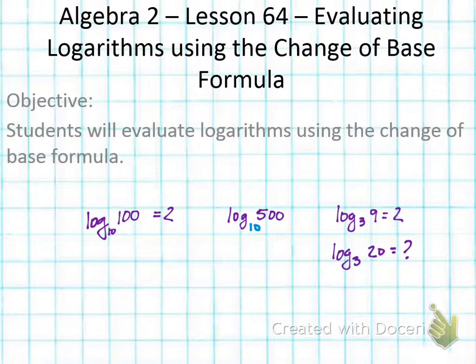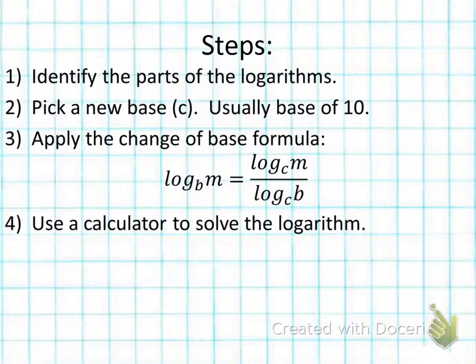We're going to be using this thing called the change of base formula. In order to do that, here are the steps. Identify the parts of the logarithm. Pick any new base. Usually a base of 10 is good. You have two buttons on your calculator: the common log button, which is log base 10, or you can use natural log, which is really like saying log base e. So whichever one is fine. Then we apply the change of base formula and use a calculator to solve the logarithm.